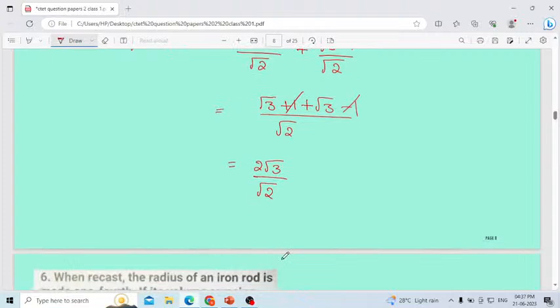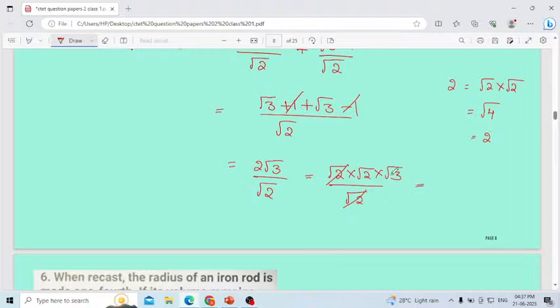Then one more important step here. This 2 you can write as root 2 into root 2, because root 2 into root 2 will be root 4, which again gives the value 2. That's why this 2 you can write as root 2 into root 2 into root 3 divided by root 2. Root 2 will get cancelled.